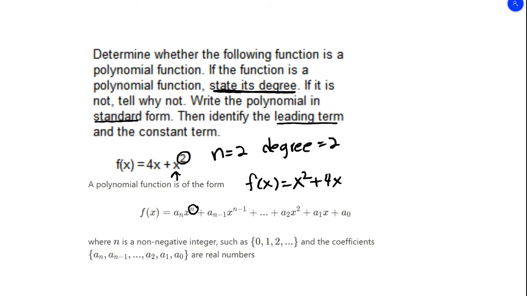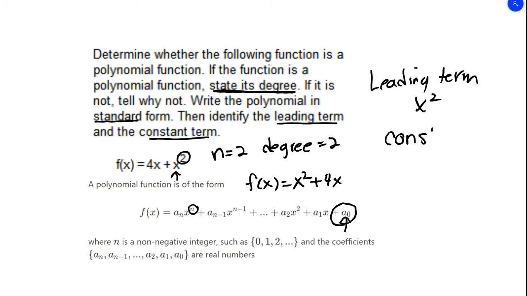The leading term is x squared. And the constant term would be the last term, and that term does not have a variable. And our constant term is going to be 0. We don't have a term listed here without a variable, so we're going to assume that is a 0.